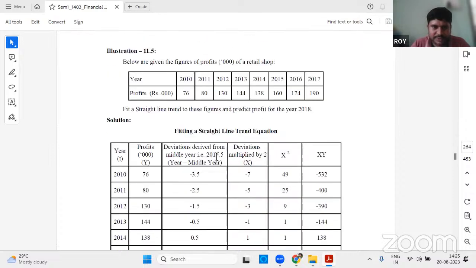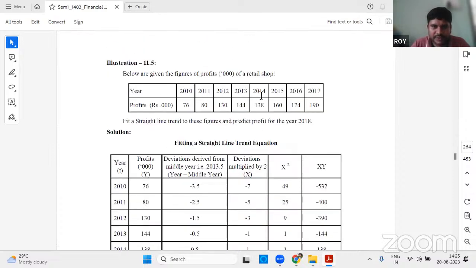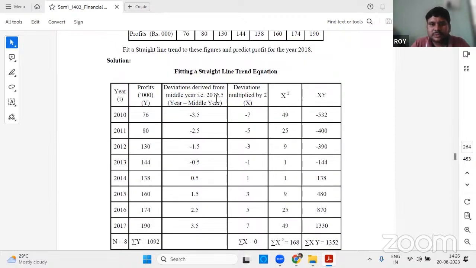Okay, so we have here, right? 1, 2, 3, 4, 5, 6, 7, 8 are there. And how to take the mid? This is the middle year. In between, divided by this sum, 2013.5. 2013.5 year minus middle year. Points will come. Very simple.